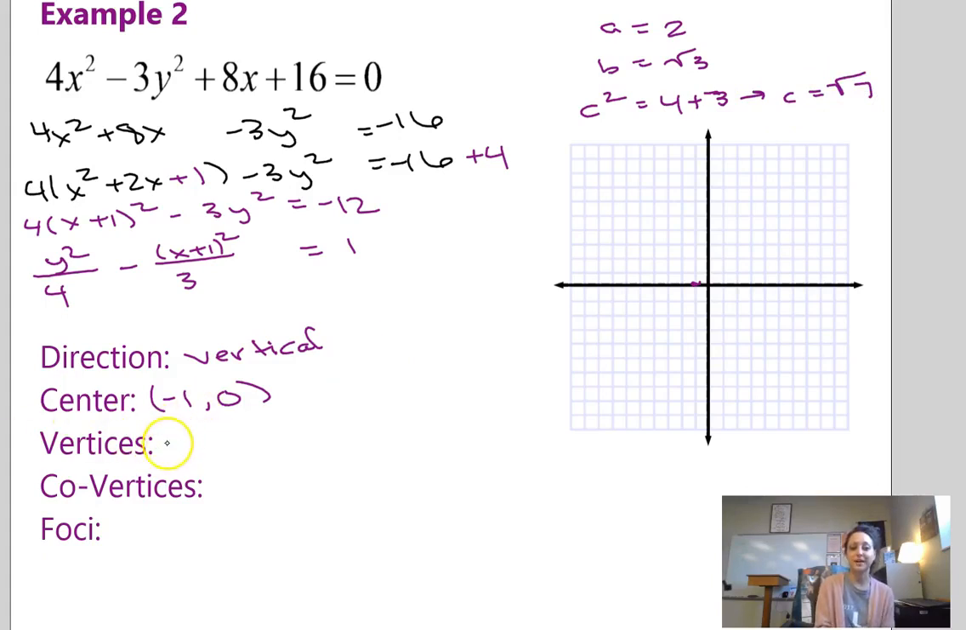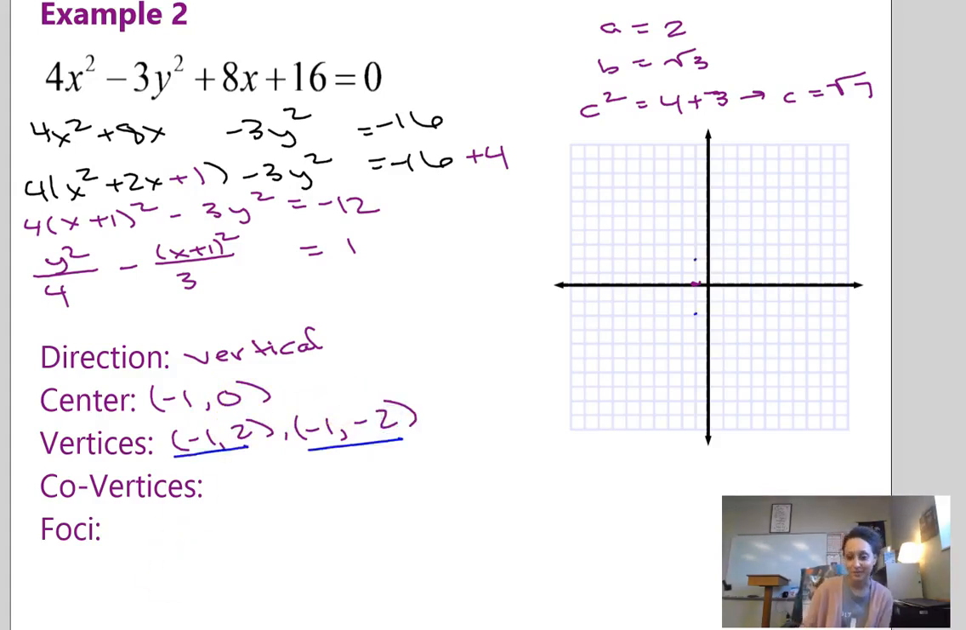So if I want to find the vertices, we're opening vertically in this case. So you want to take your A value and add and subtract it to your x or your y? Your y from your center, okay? So I'm going to hold the negative 1. If I add and subtract, let's see, 2, if I add, I get positive 2, right? And if I subtract, I get negative 2.